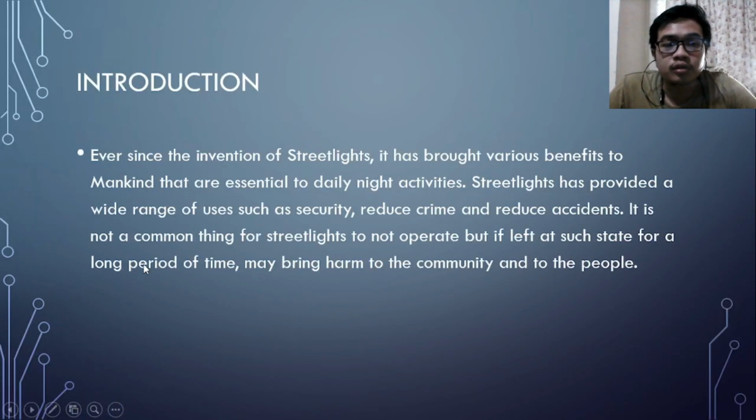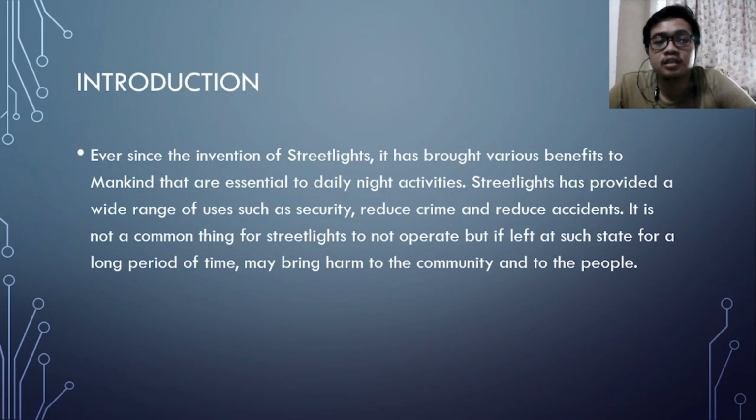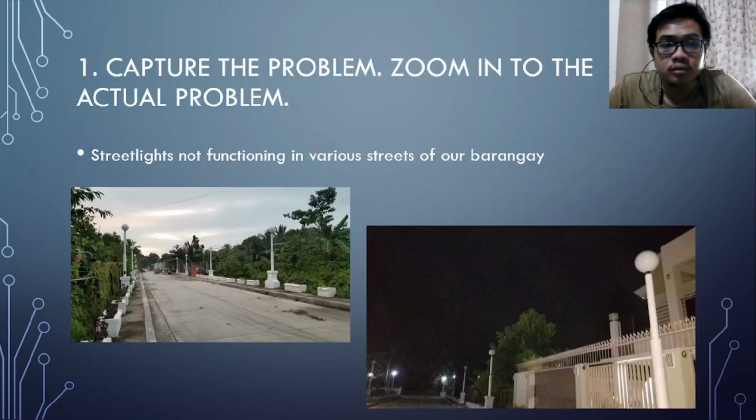So, a brief intro. Ever since the invention of streetlights, it has brought various benefits to mankind that are essential to daily night activities. Streetlights have provided a wide range of uses such as security. They can reduce crime rates and reduce accidents that happen in an area. It is not a common thing for streetlights to not operate. What if it is left in such a state for a long period of time? It may bring harm to the community and to the people around. So our first task: capture the problem, zoom to the actual problem.